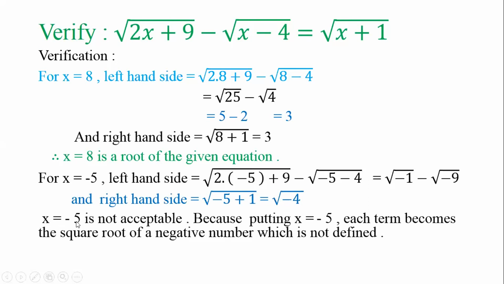For x equal to minus 5, this value is not acceptable because putting x equal to minus 5, each term becomes the square root of a negative number which is not defined. So the solution is x equal to 8.